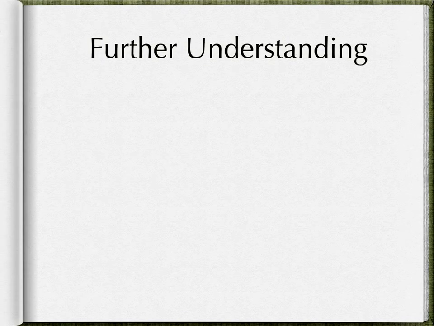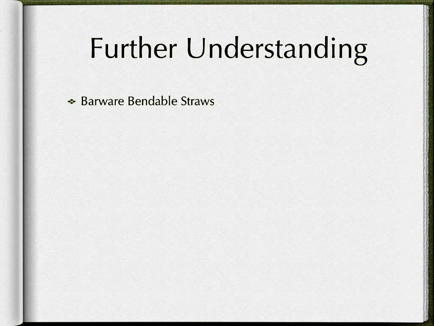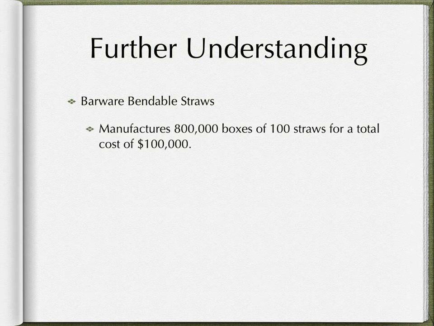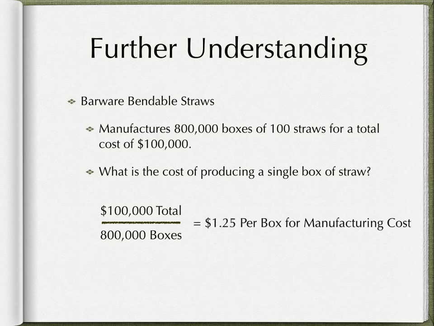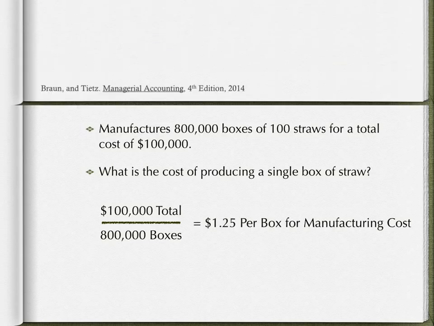To make sure you understand this topic, let's look at another example. Barware is a company that manufactures bendable straws. They can manufacture 800,000 boxes of 100 straws for a total of $100,000. So what's the cost of producing a single box of straws? We take $100,000 and then divide it by 800,000 boxes to get $1.25 per box for manufacturing costs.